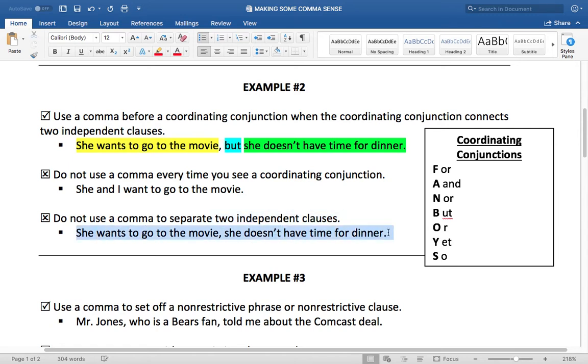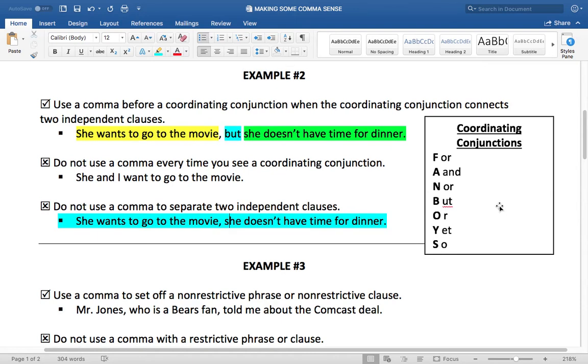I also see some students doing this. She wants to go to the movie, she doesn't have time for dinner. Now that's almost right, but we've omitted something important. We've omitted the coordinating conjunction. And as we discussed when we were doing the overview at the beginning of this class, if you do this, this is not grammatical and it's called a comma splice. You need a coordinating conjunction in here if you want to use a comma to separate these sentences. There is a couple of different grammatical ways that we can do this without the coordinating conjunction. We can use a semicolon, or we can turn them into two different sentences. But this is not correct.